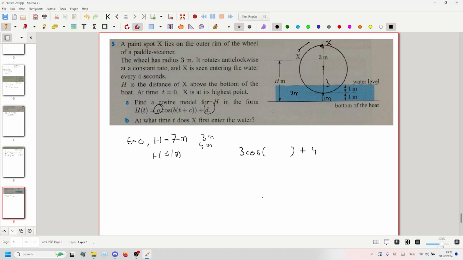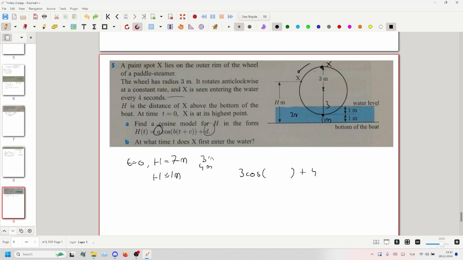Okay, to find that something, this B will be related to the period of our function. The period is given here: X is seen entering the water every 4 seconds. Now, if you think about it, at some time t, X will enter water at this point. It will exit water at this point. That's not important for us.